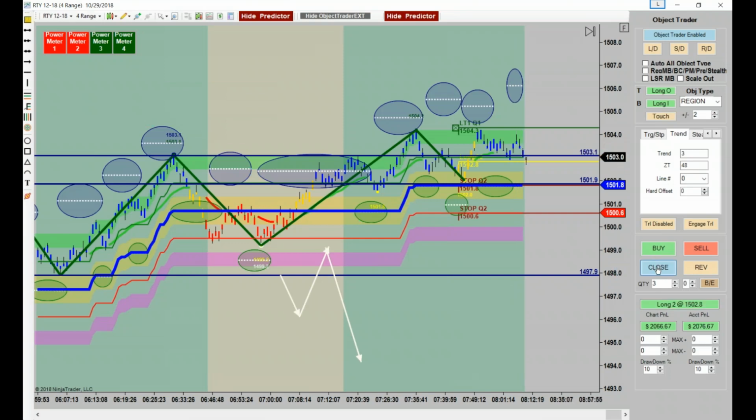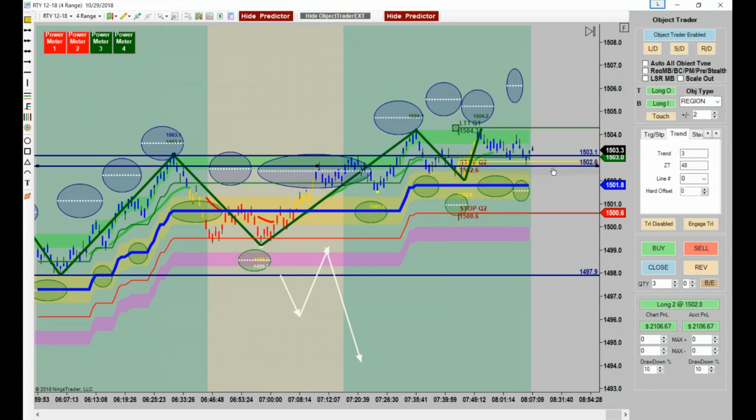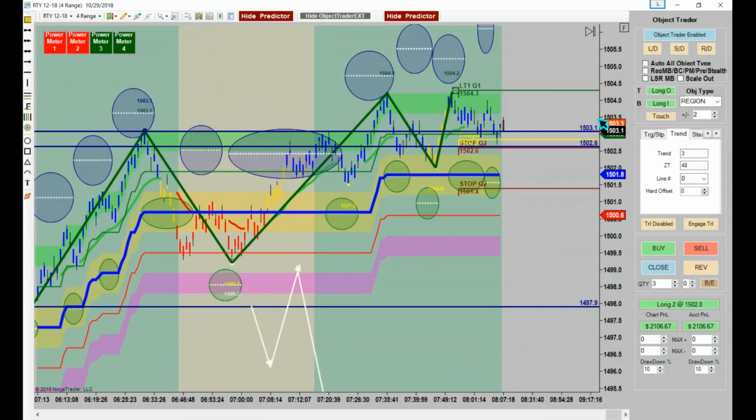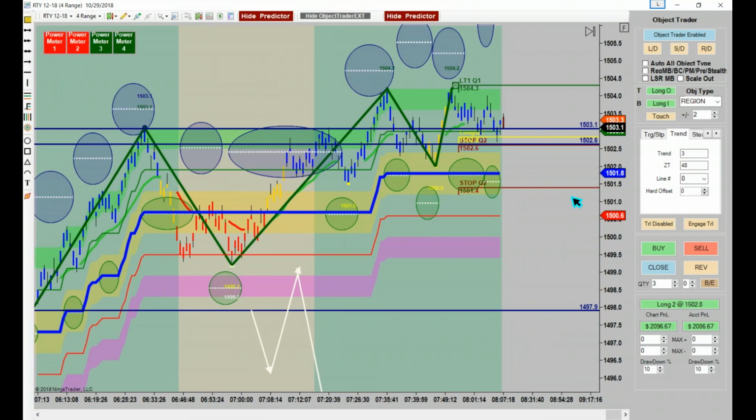Now, see, that actually went with my power meters. Both of them are red. We'll leave it. We'll put our stop right there. While I was talking, my power meters went red.